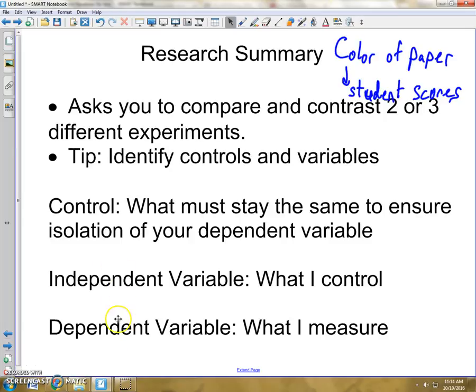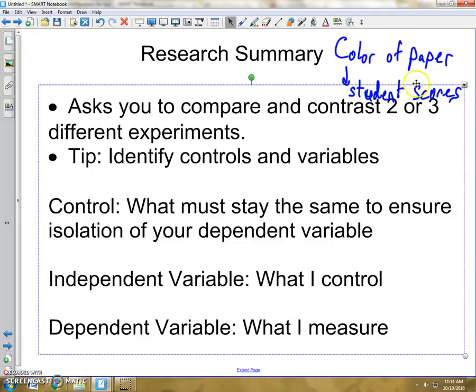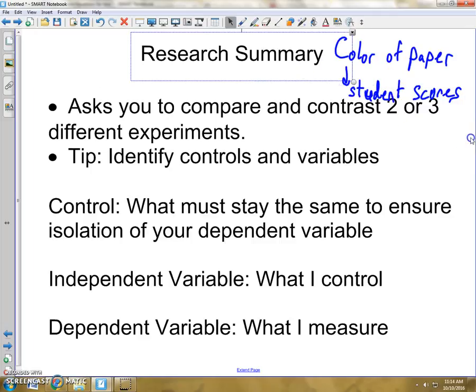Now, independent, dependent, how do I know which one is which? Well, independent variable is what I can control. And so the independent variable between these two, color of paper and student test scores, I can't control how well they do. I can control the color of the paper, though. I can make it red, I can make it green, I can remove the paper, I can do those sorts of things. But that's the independent variable. And then here the dependent variable would be the scores themselves. That's what I measure.